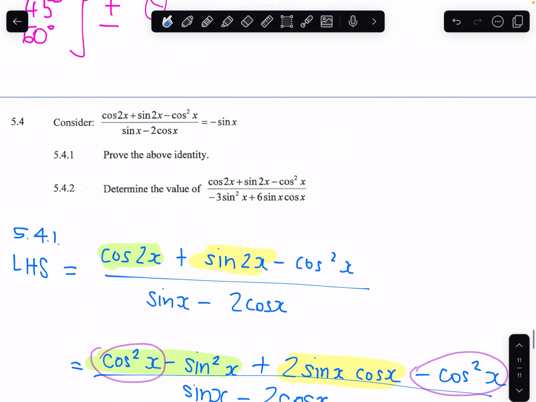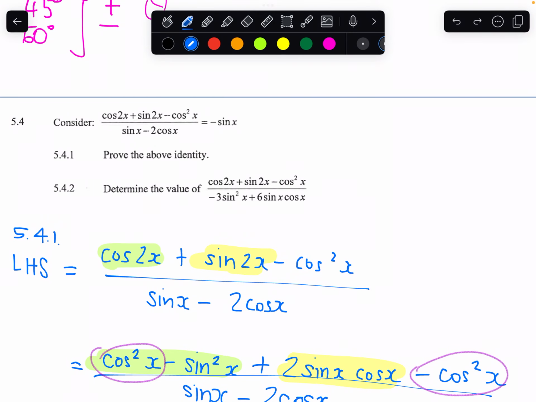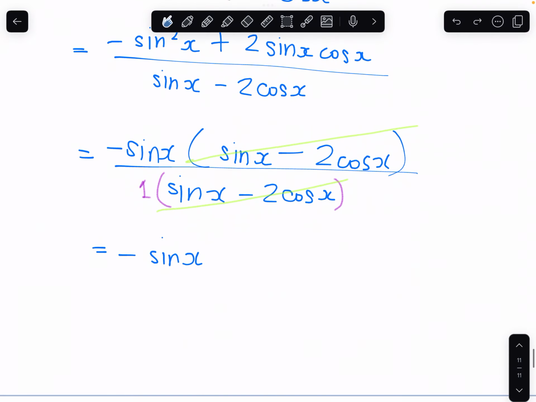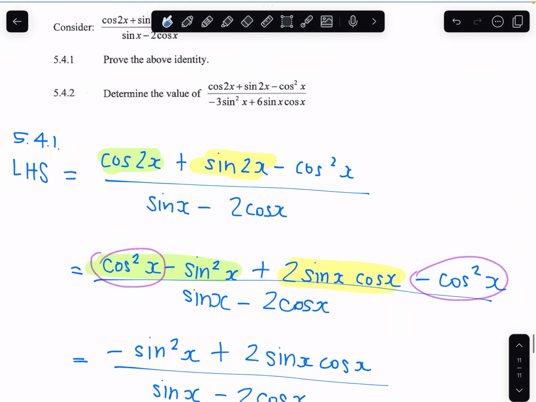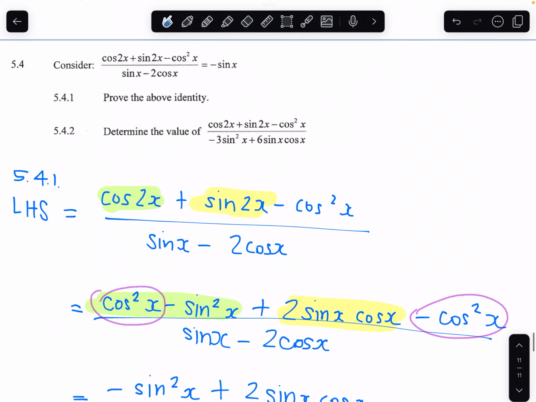And this is what we had set out to prove. So we have ended up with negative sin x, which is awesome. So this is indeed equal to the right-hand side. Awesome sauce. I can't immediately see another way that we could have done that.